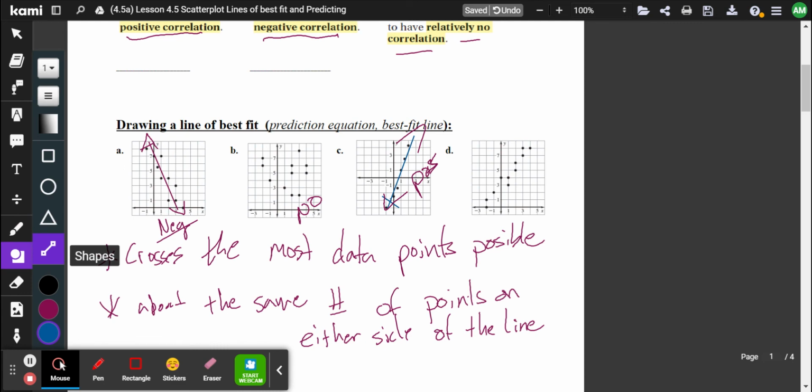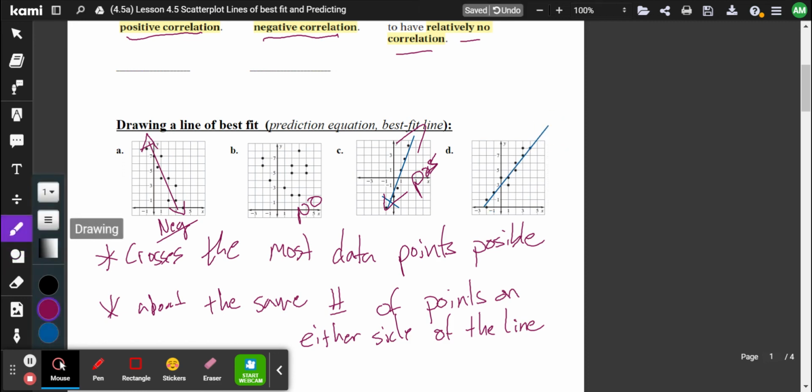And then finally, example D, the line of best fit could look something like this. And this would be a positive correlation. It's going up. That's a scatter plot and the correlations.